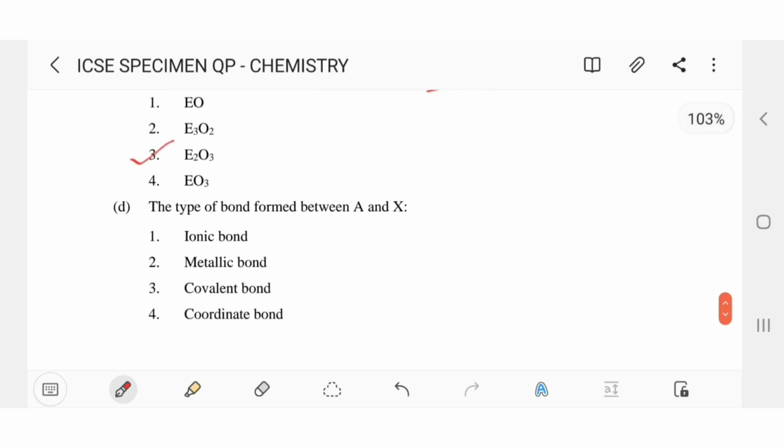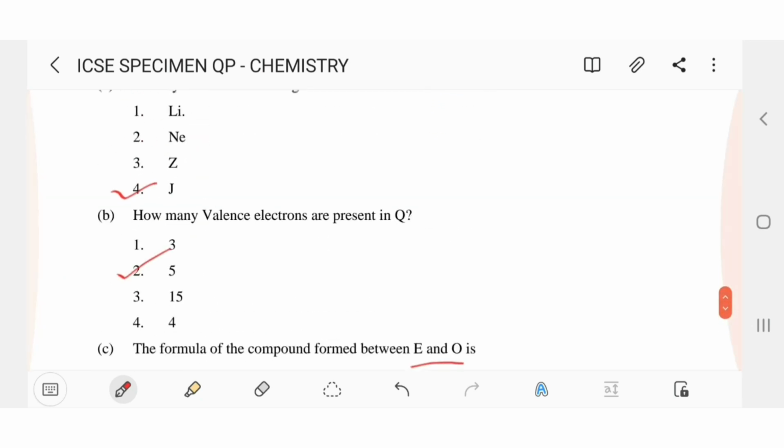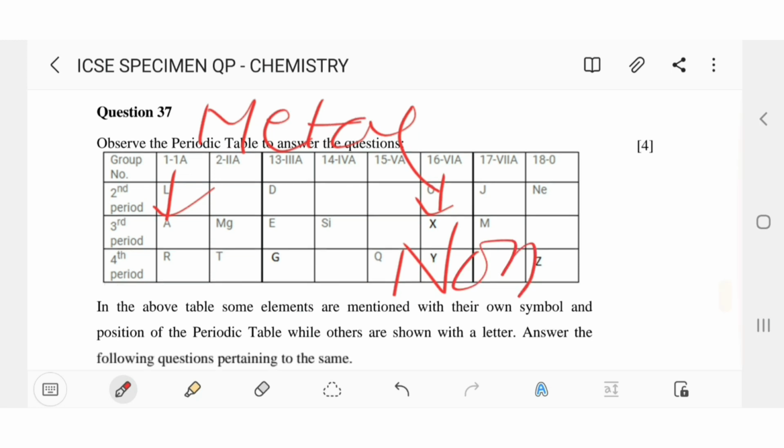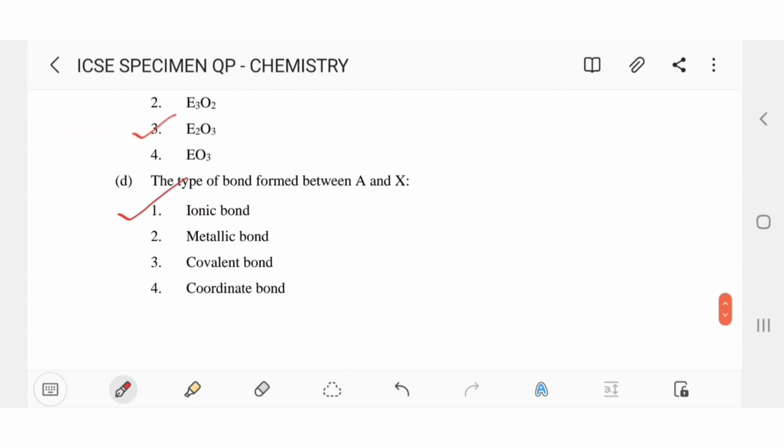D1, the type of bond formed between A and X. A is in the first group of the table and X is in the last third group of the table. So A is a metal and X is a non-metal, and the bond formed between a metal and a non-metal is an ionic bond.